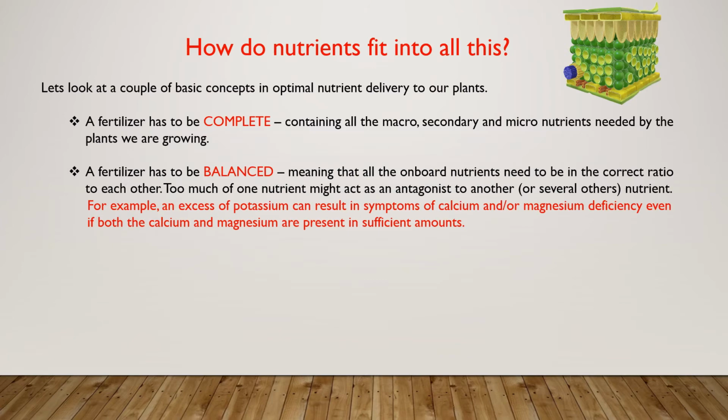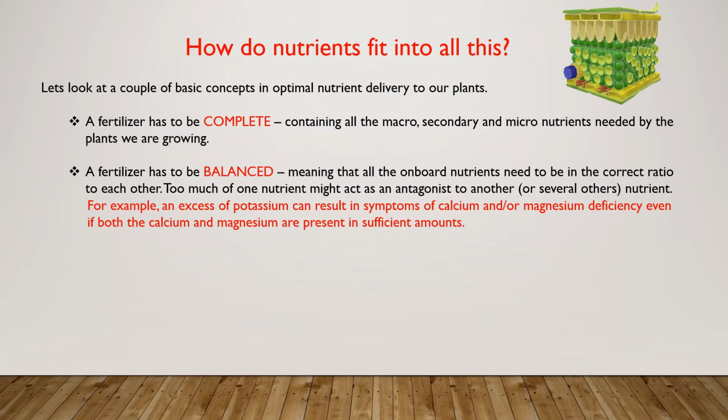Another critically important concept in fertilizers is a fertilizer has to be balanced. And by balanced, we mean that all of the nutrient salts in that fertilizer are in the proper ratio to each other. We can't just take a handful of nitrogen and a handful of potassium and a handful of magnesium and throw them all into a bag and let the plant take what it needs and not use the excess.